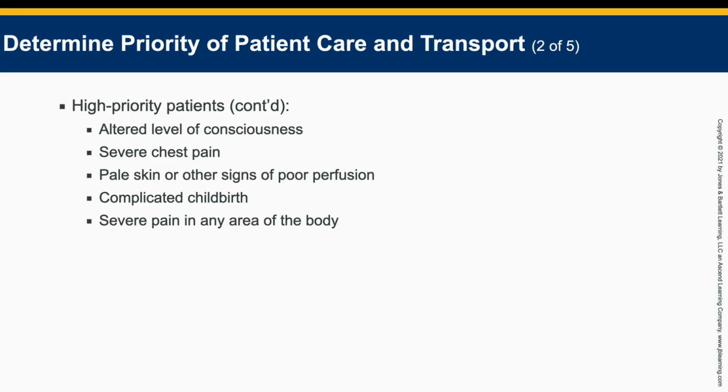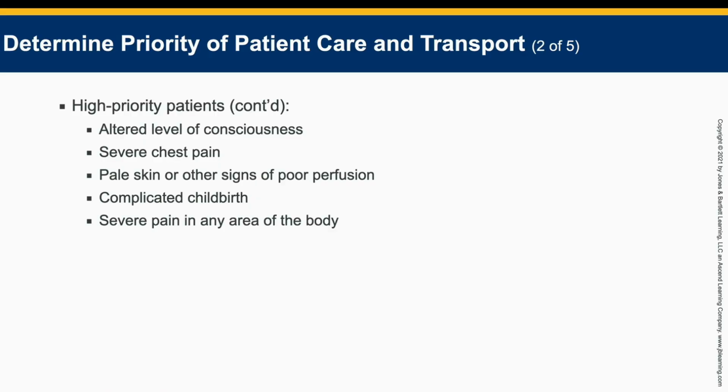This slide continues with some additional considerations that may indicate a high-priority patient. One of these is an altered level of consciousness. Changes in the patient's mental status can signal serious problems such as poor oxygenation, brain injury, stroke, or severe metabolic issues. Another high-priority finding is severe chest pain, which may indicate conditions like heart attack, pulmonary embolism, or other life-threatening cardiac problems. You should also be concerned if a patient has pale skin or other signs of poor perfusion. These findings may suggest that the circulatory system is not effectively delivering oxygenated blood to the body.